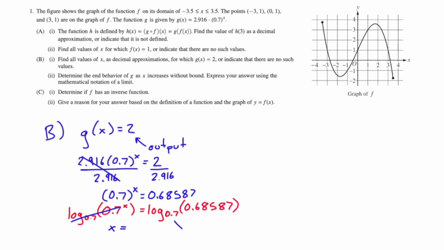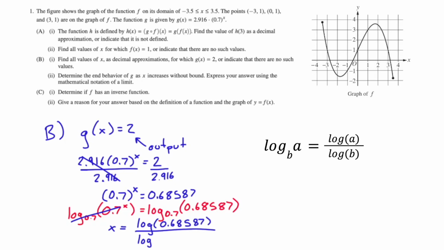Now some calculators can handle different bases. They'll give you a little spot to type in 0.7. Other calculators can only do the common log, or log base 10. And if that's the case, you probably learned the change of base formula so that you can use your own calculator to do this. And just as a reminder, the way we write that is the log of this number in the parentheses. So log of 0.68587 divided by the log of the original base, which in this case was 0.7.